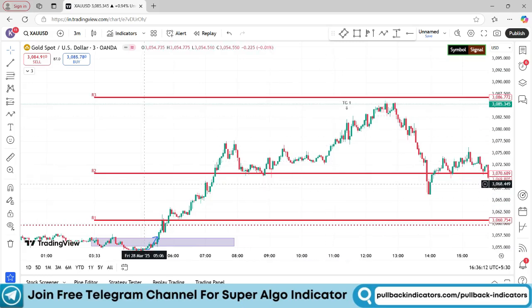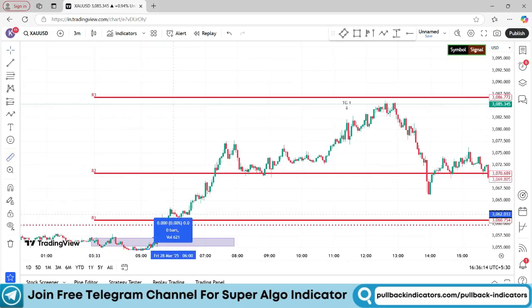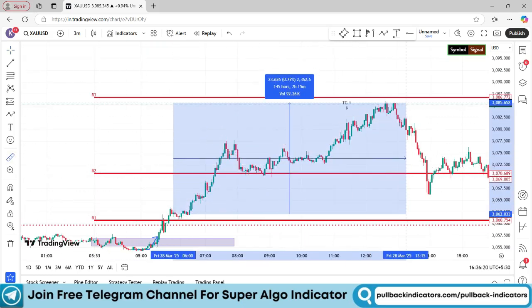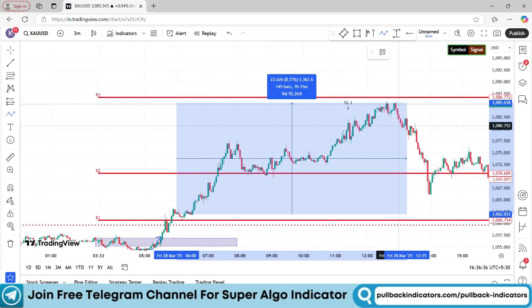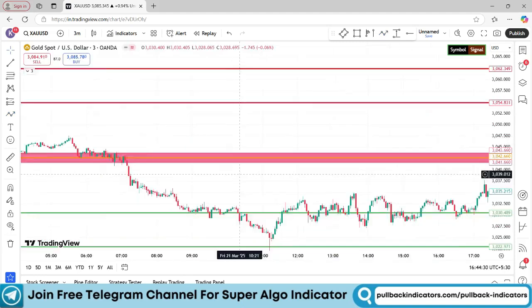So again the target has been achieved on the specific level. I would have entered here somewhere, and then this is the target which the indicator has provided to us. Always remember that price will come down, right? You will see some little loss, but you don't have to exit the trade, because from this level only the price will go up. And you can see the same thing happened in this specific zone.